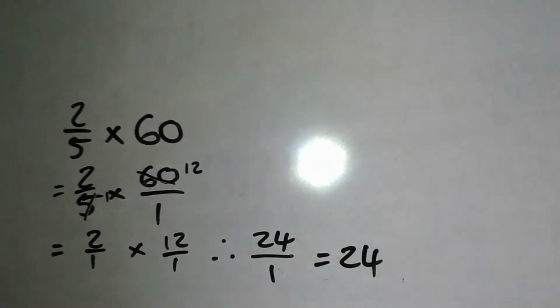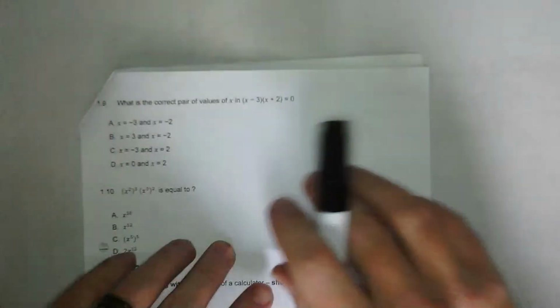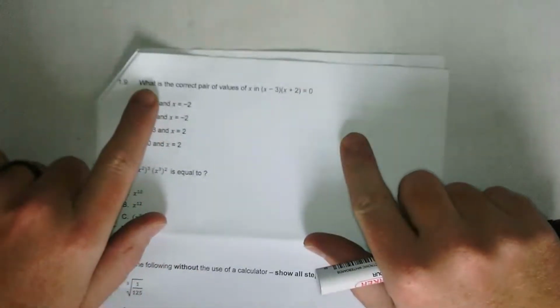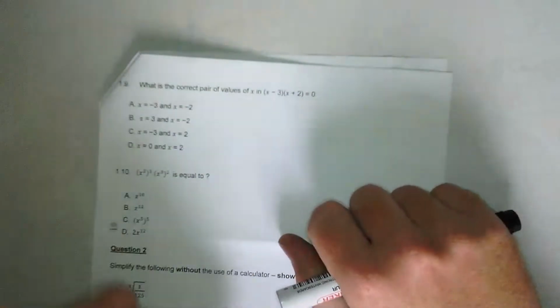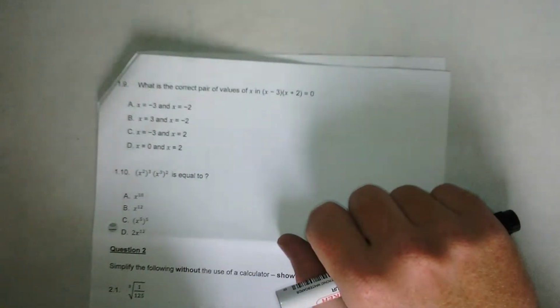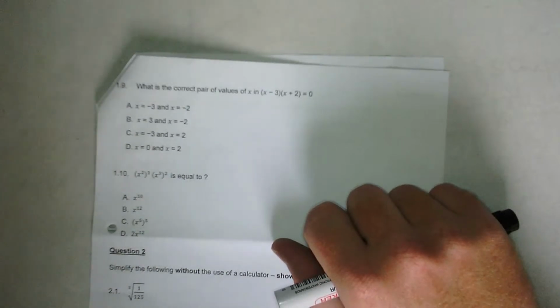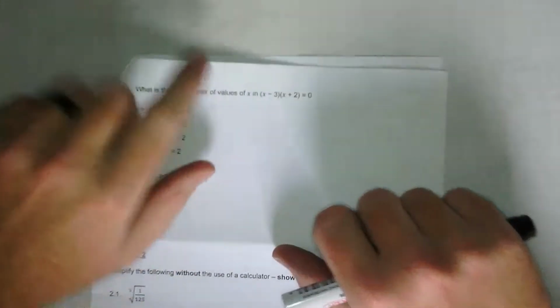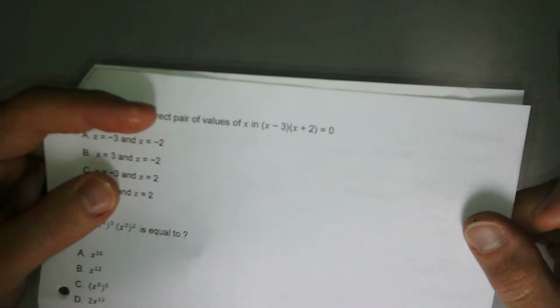Okay, guys, we're moving on to the last two questions for question 1 for this paper. For 1.9, they ask you the following: what is the correct pair of values of x in the given equation? If you know your factorization and you pick it up quickly, you know that they factorized this question already.